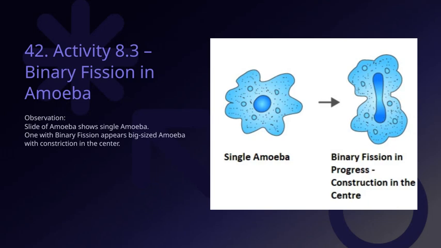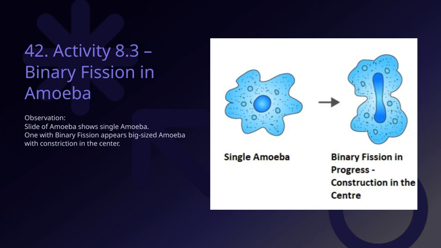Let's take a closer look at this slide. Here, we see an image of an amoeba, which is a simple, single-celled organism. The first picture shows a typical amoeba, just one cell doing its thing. Now, the second image highlights a larger amoeba undergoing a process called binary fission, and you can see a constriction in the middle. This constriction is really important because it marks the beginning of the cells splitting into two.